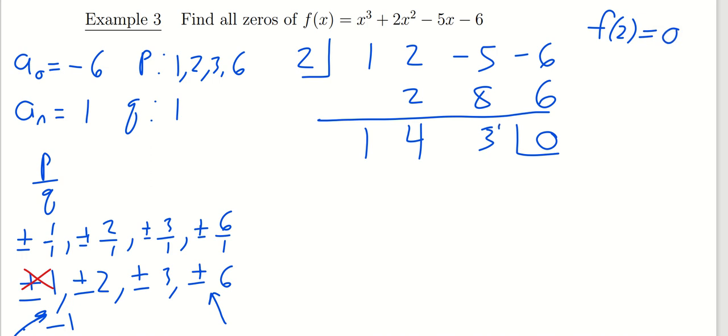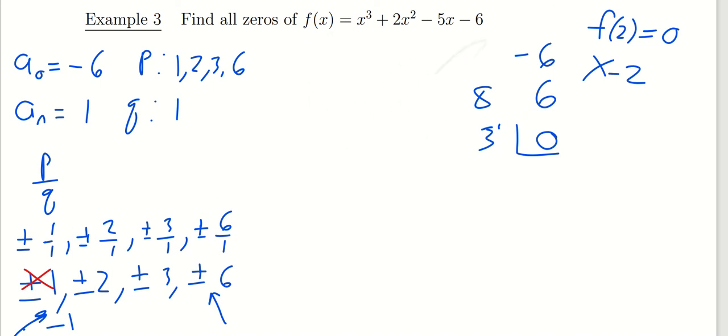Now, what else does that do for us? If 2 is a 0 of the function, then that means that x minus 2 is a factor of that polynomial. So we have right now a partial factorization for f of x.